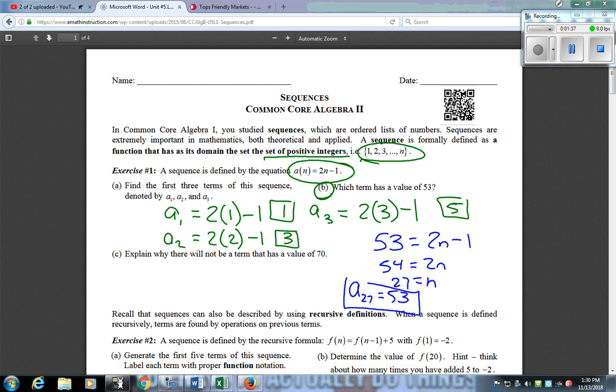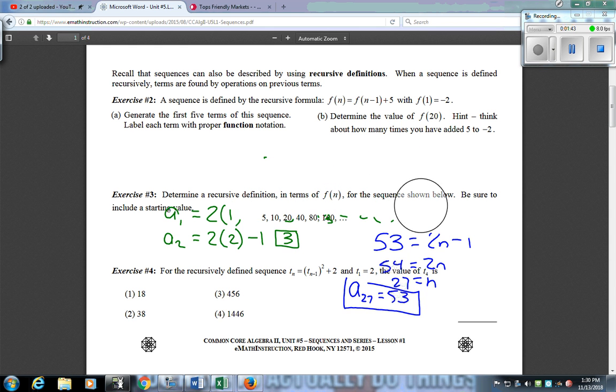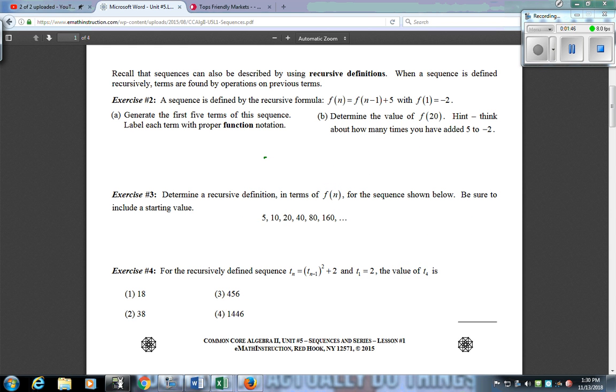Now, moving on to recursive, exercise 2. They want us to find the first 5 terms of the sequence. They tell us the first term is -2. And from then on, we have to take our first number to get our next number. To get f of 2, I'm going to take my answer for f of 1 and add 5 to it. So that means f of 2 is going to be 3.